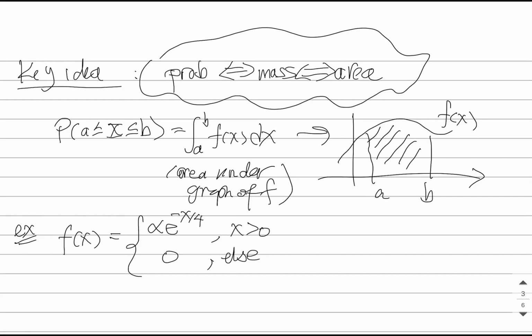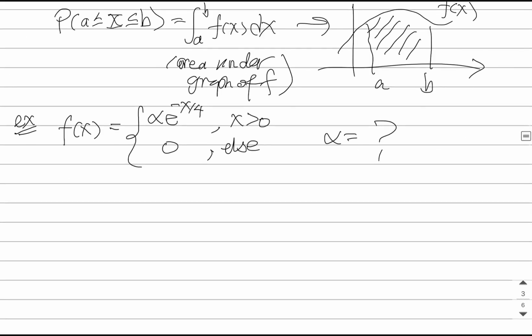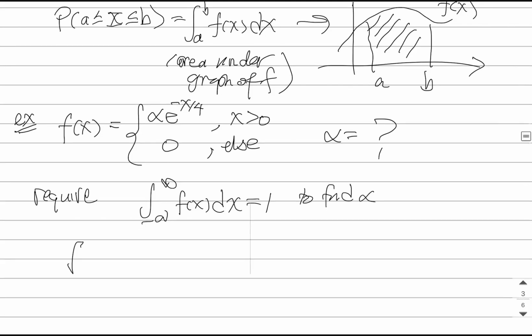Now, we need to determine what the value of alpha is to make this a CDF, or sorry, a PDF. So that means we're going to require that the integral of the density function be equal to 1 in order for us to find alpha. Now, because the density function is only non-zero for positive numbers, we are going to integrate this from 0 to infinity. And that means we have to remember how to integrate.